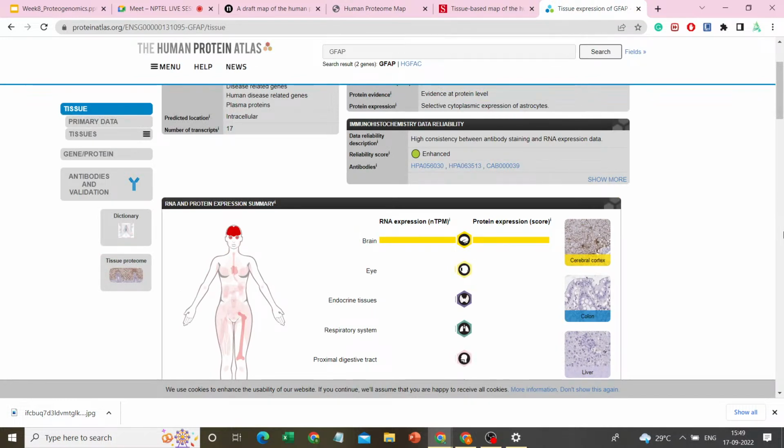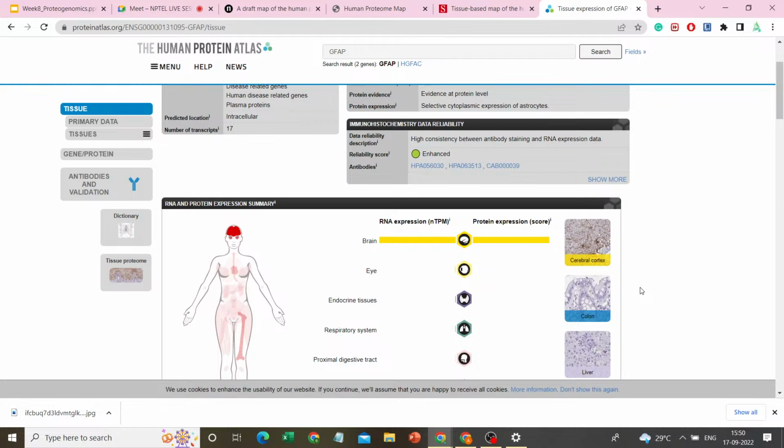So it is showing the highest expression, and in the eye also you can see that there has been some expression. So easily you can say that this is present in the brain, and in glioma, one of the kinds of brain tumors, it is again highly expressed. So basal level expression is there, plus it is also a positive marker in cancers like glioma.